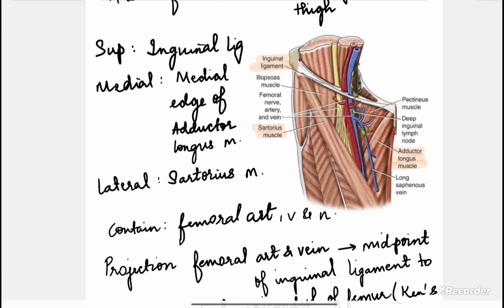Medially, the medial edge of the adductor longus muscle, and laterally the sartorius muscle, and the inguinal ligament. This triangle is the femoral triangle. What are the contents of this triangle? The femoral artery, nerve and vein.